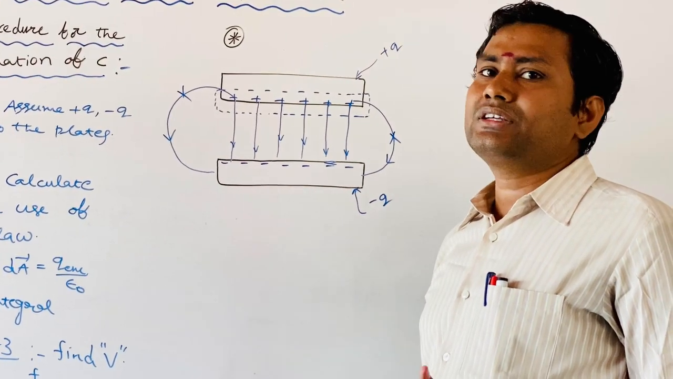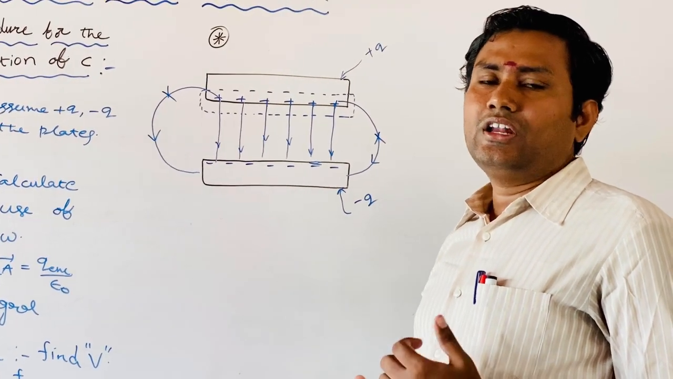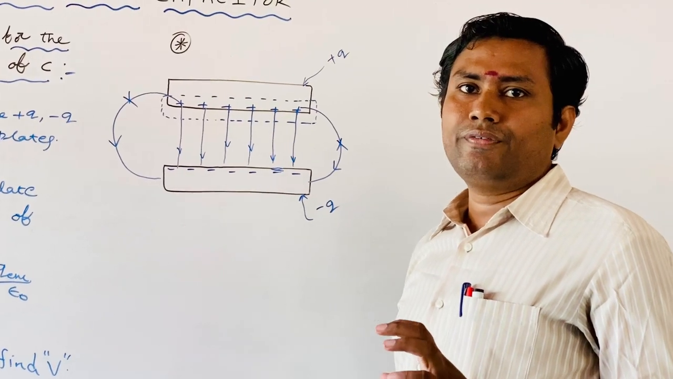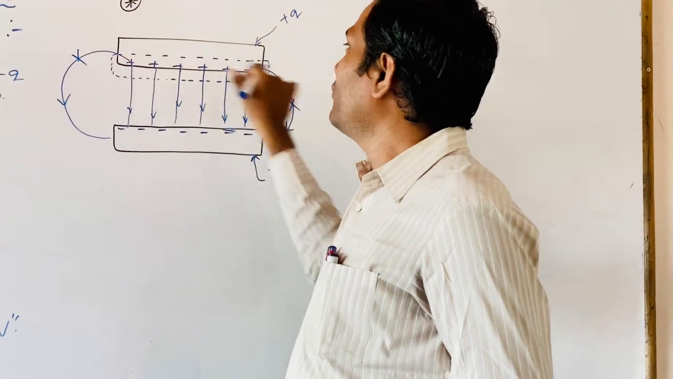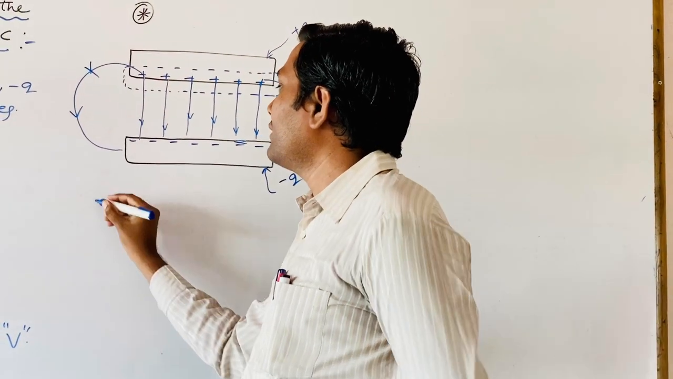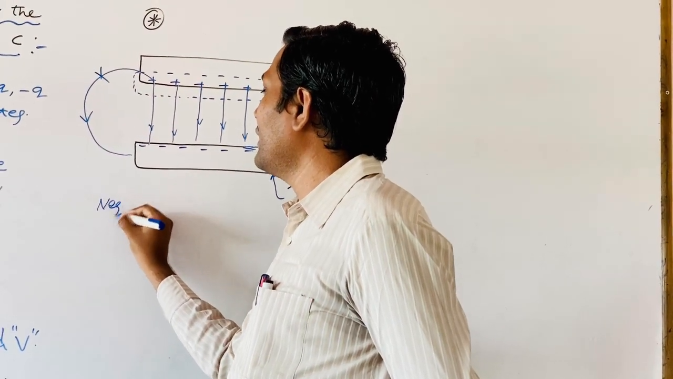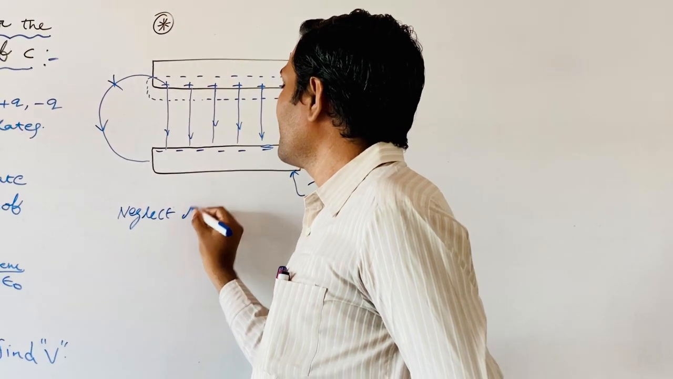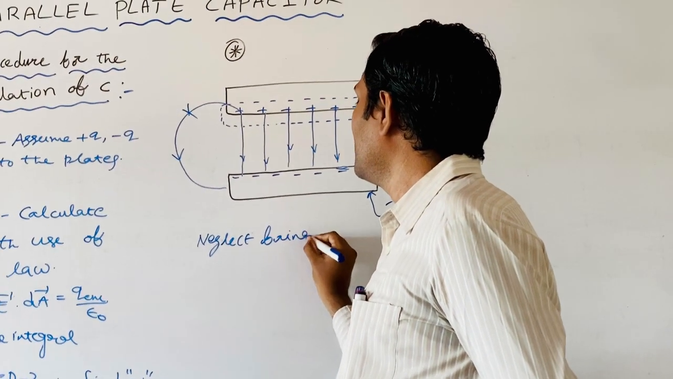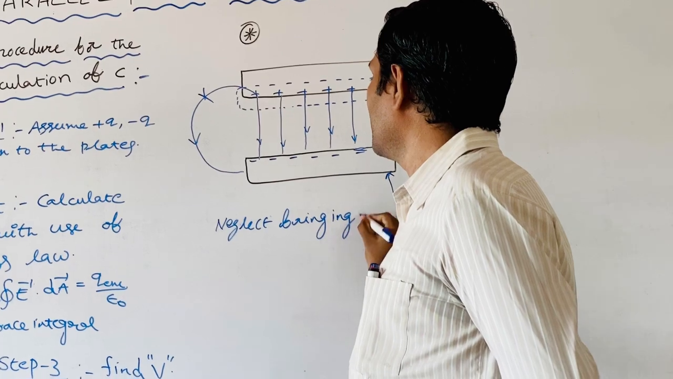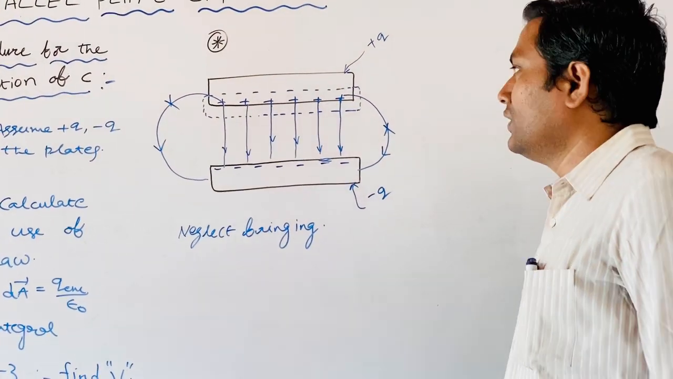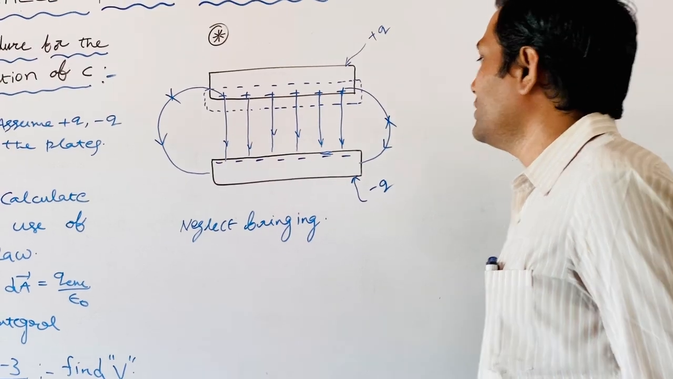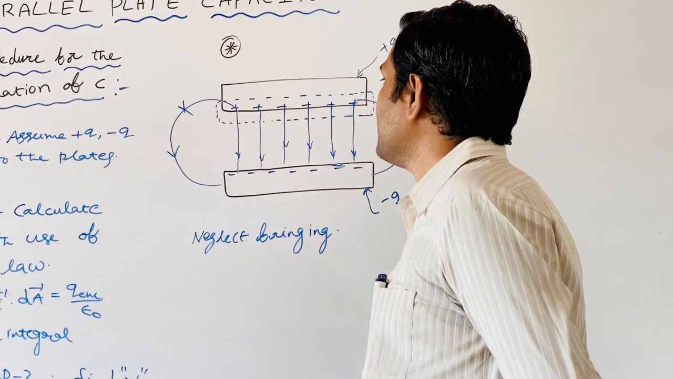At that time, calculation is tough. In order to avoid this type of hard calculation, what are we doing here? We are removing the fringing. Here we can write: neglect fringing. Now we are going to neglect fringing here. After neglecting fringing, now apply the Gauss law.